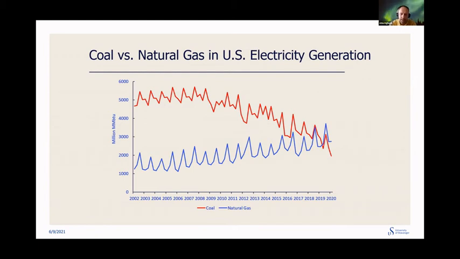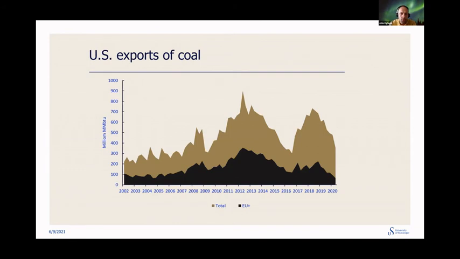And then if we look at coal exports from the US, also in energy units here, it's clear that there was an increase in exports of coal from the US, peaking around 2013. And a considerable share of the US coal that is exported goes to Europe.